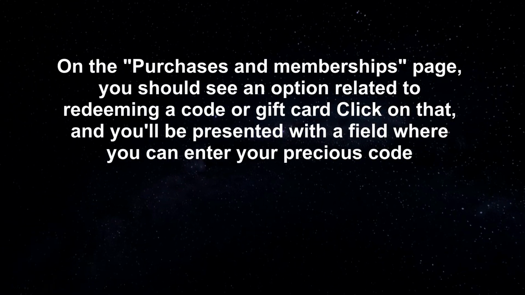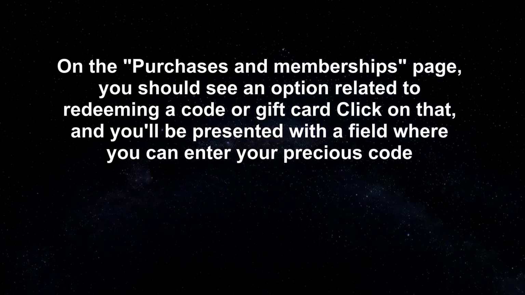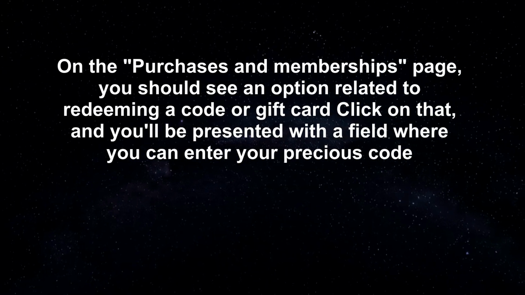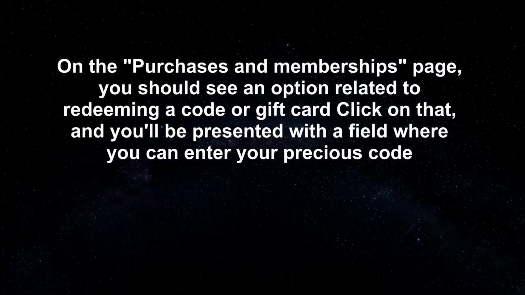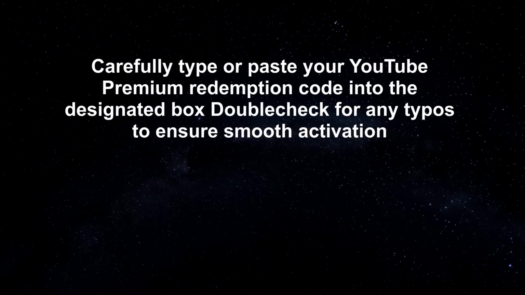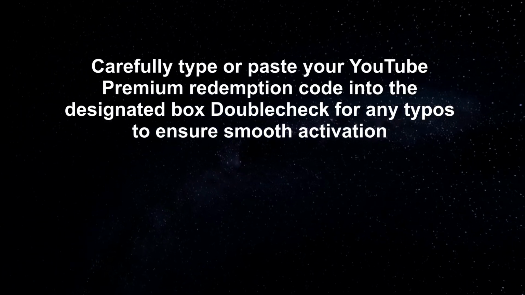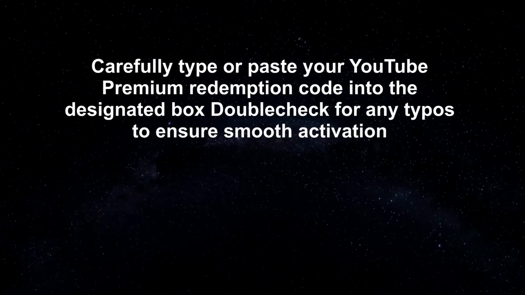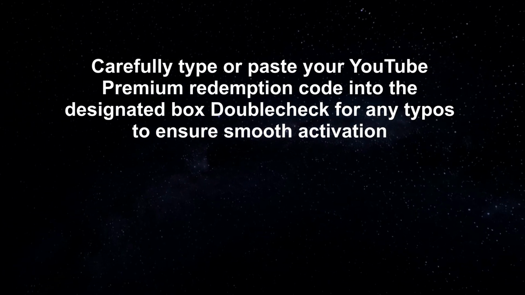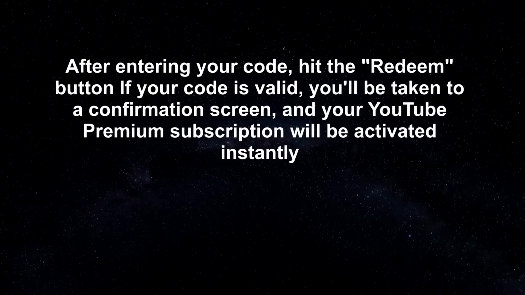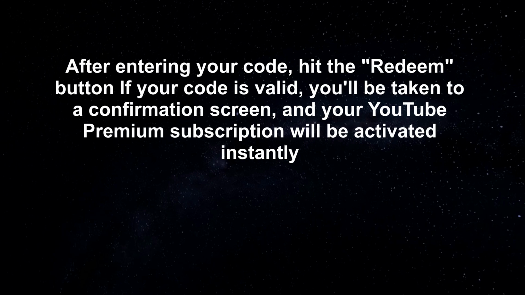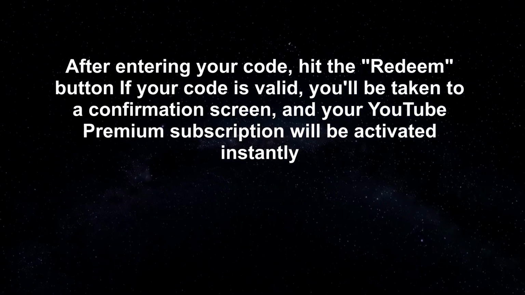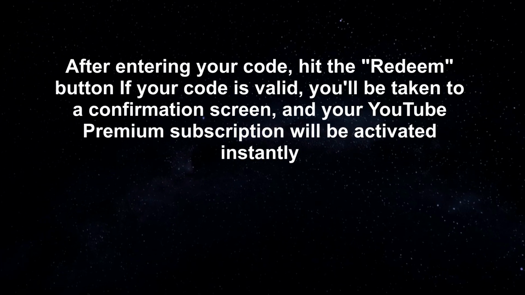On the Purchases and Memberships page, you should see an option related to redeeming a code or gift card. Click on that, and you'll be presented with a field where you can enter your precious code. Carefully type or paste your YouTube Premium redemption code into the designated box. Double check for any typos to ensure smooth activation. After entering your code, hit the redeem button. If your code is valid, you'll be taken to a confirmation screen, and your YouTube Premium subscription will be activated instantly.